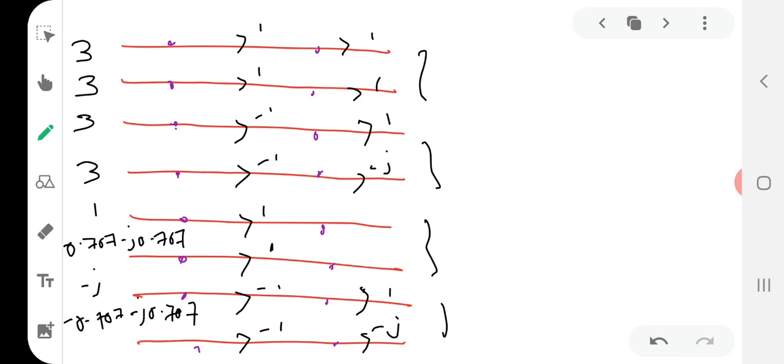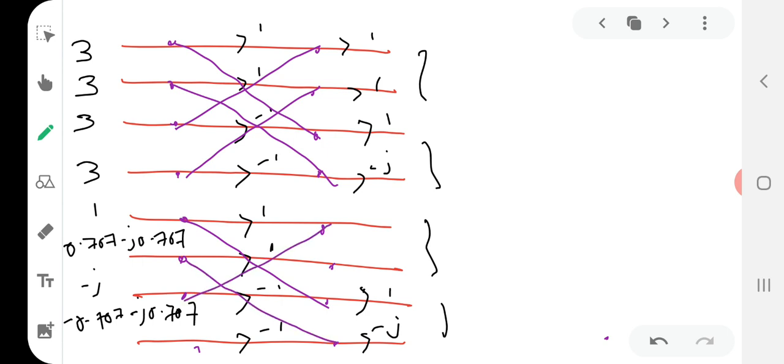Okay, then how we will cross? Here after one line we will cross like this, and here also we will leave one line and we will cross like this. See here like this, and here also like this and like this. And in the next step also leave one line, then draw the cross line like this. Okay, now we have to find the values.